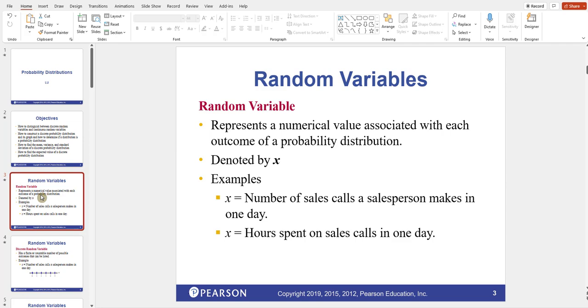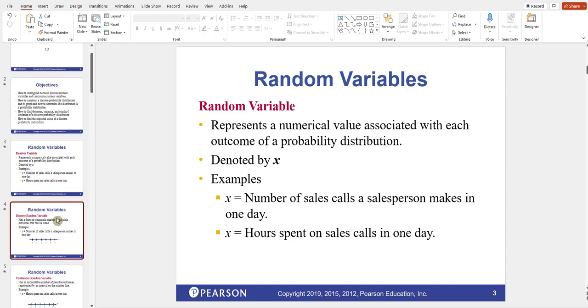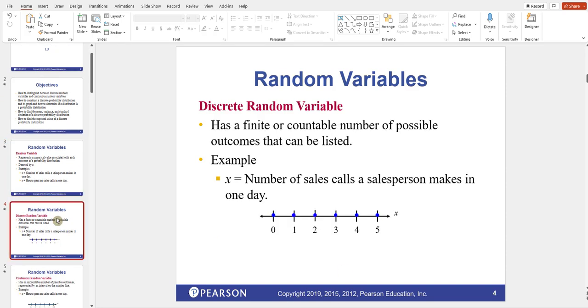So a random variable represents a numerical value associated with each outcome of a probability distribution. It's denoted by the letter X. So examples would be the number of sales calls a salesperson makes in one day, hours spent on sales calls in one day. So those are all represented by the letter X. A discrete random variable has a finite or a countable number of possibilities. So for example, X is the number of sales calls a salesperson makes. That would be discrete because that's something that you can count. Either a person made one call, two calls, three calls, and so on.